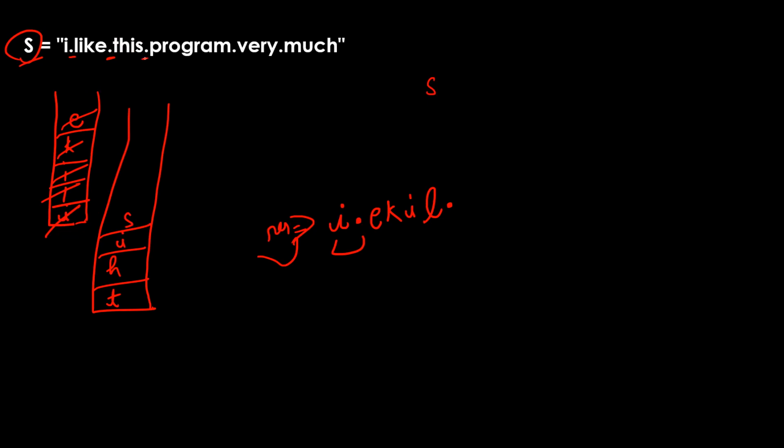Now again you have come across a dot character, so as you have seen this dot character, what we're going to do is pop out the elements that are present in our stack. So S will be there, then I, then H, then T. And also you have to add this dot as well. So again our stack has removed all the elements.